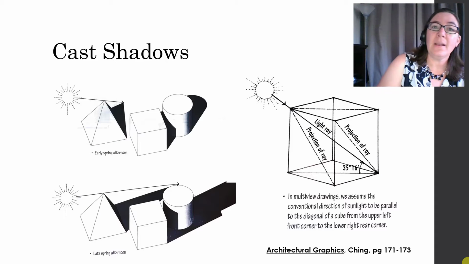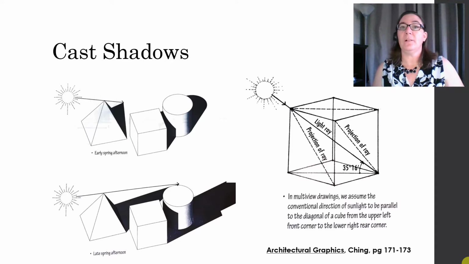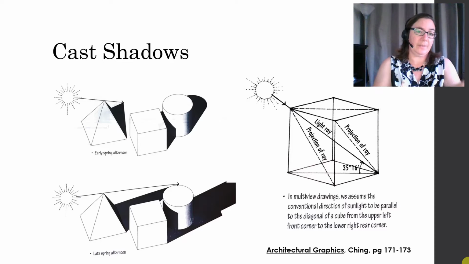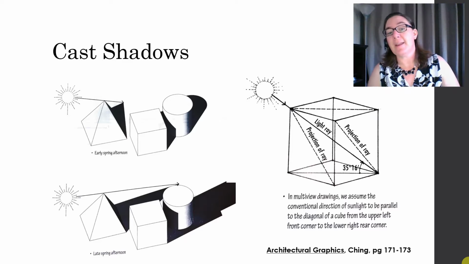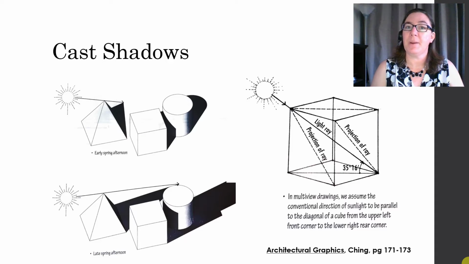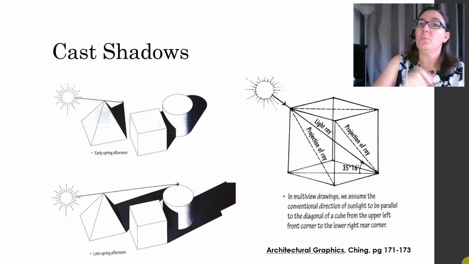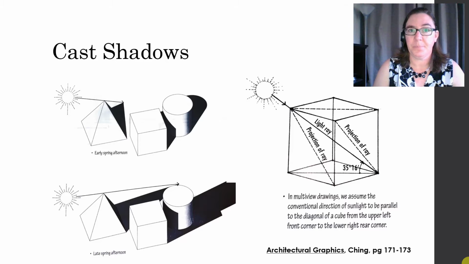And those sun angles can and will vary based on the time of day, the latitude, and the time of year. So here's an example of the same geometric forms and the shadows they cast in an early spring afternoon versus a late spring afternoon. And when you're doing shadow studies of a real building, you'll want to take those into account.